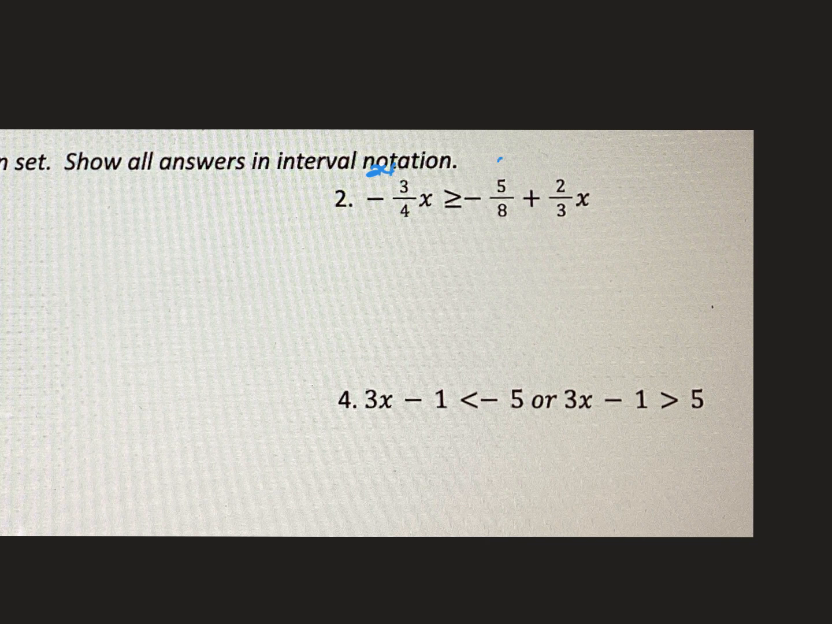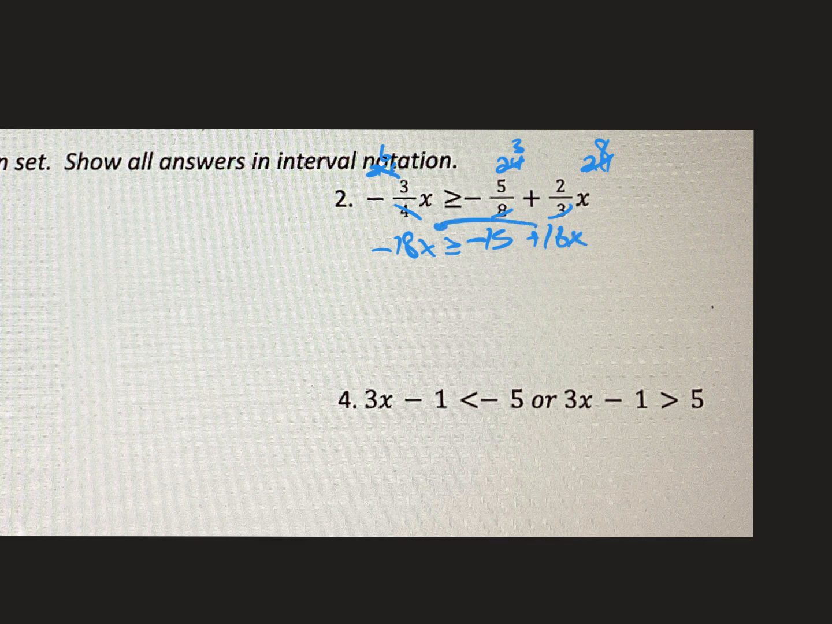Number two, the fractions, we're going to multiply everything by the LCD, which in this case is 24. Multiply all the way through by 24. So what happens when you do that is you can cancel those fractions. 6 times 3 is 18. It's negative 18x right there. Here, 8 goes in there 3 times. 3 times the 5 is 15. 3 goes into 24 8 times. 8 times 2 is 16.